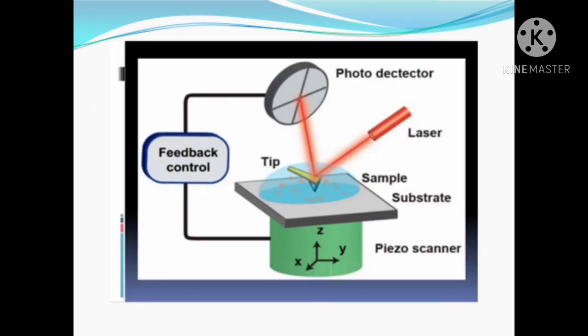In this diagram, the detection mode is explained: the laser falls on the tip, and the photodetector detects the change in the sample surface.